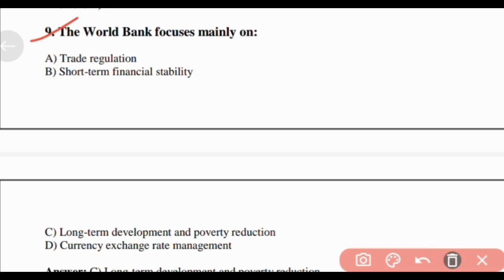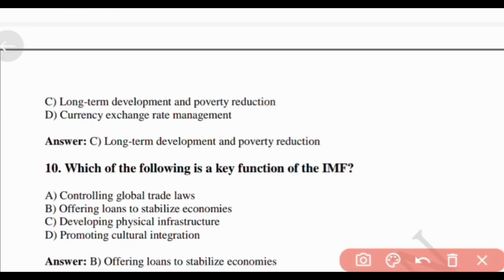The World Bank focuses mainly on long-term development and poverty reduction. Which of the following is a key function of the IMF? Offering loans to stabilize economies.